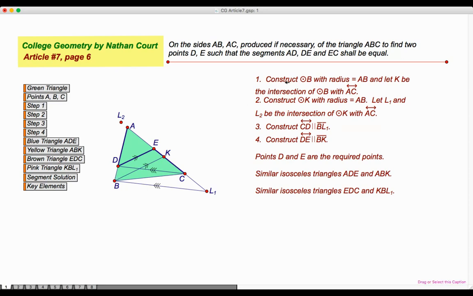Well, I can first construct circle B with radius equal to AB and let the intersection be K. Okay, so what is that? Let me show that particular step here. That's step 1. So you notice I constructed circle B and the radius is AB, hence I will produce isosceles triangle ABK.